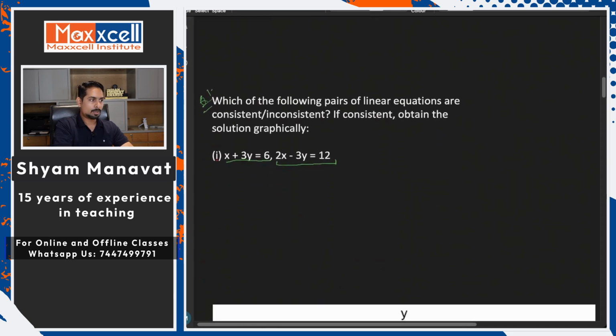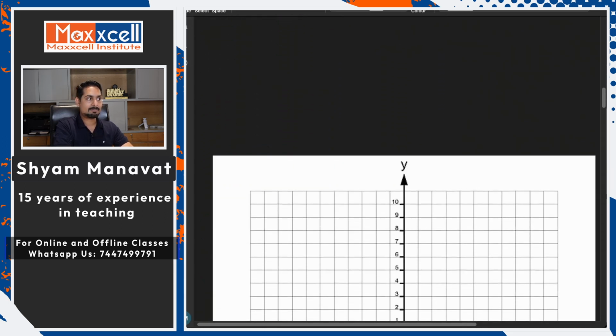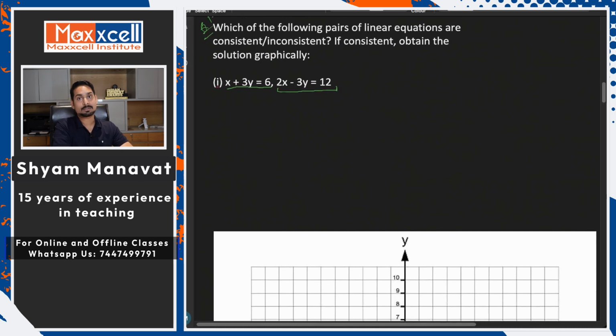Now we need to draw the lines on this graph and understand whether they are consistent or inconsistent. If you have watched my previous lecture, lecture number 7 of linear equations, there I showed you how to draw a line. To draw a line you need 2 points, minimum 2 points. You join those 2 points and extend at both sides, and you get the line.